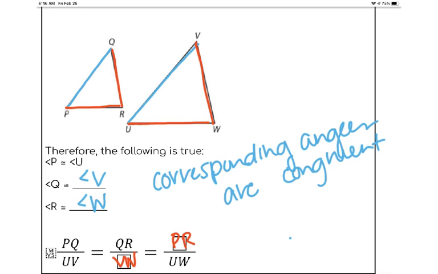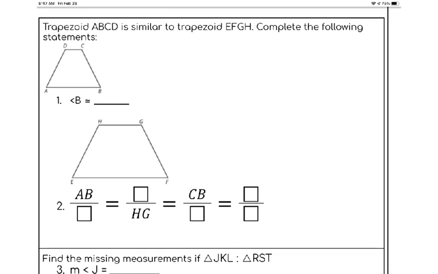Okay? So all of those proportions, that's what these are. These are ratios, proportions, okay? All of those proportions are going to be equal. So if the ratio of PQ to UV was 1/2, then QR to VW would also be 1/2, and so would PR to UW, okay? All of those proportions are going to be equal. Okay, so I want you to pause this, and I want you to try it yourself.